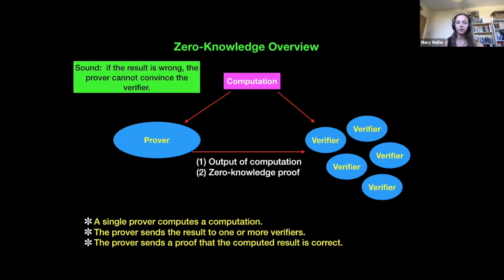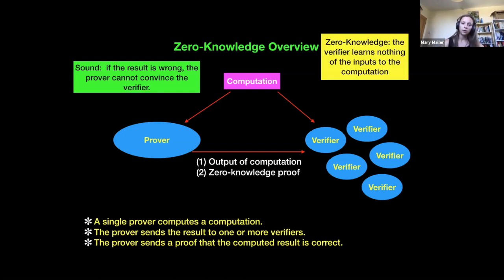And you need two properties. The most important is soundness. If the result is wrong, then the prover should not be able to convince the verifier. For some properties, you also require zero knowledge, and this means that the verifier should learn nothing about the inputs of the computation. And inner product arguments, as mentioned before, can be extended to be zero knowledge, but as a baseline aren't.